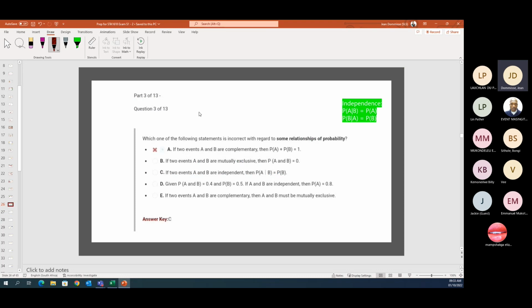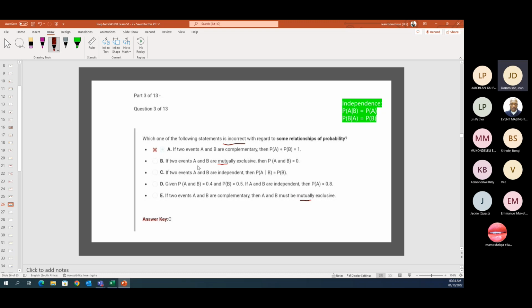So this was from last year, from one of the students that sent this to me. So I've included the independence rule nearly for you. So let's look at which of the following statements is incorrect with regard to some relationships of probability. So I look at first at the easy one. So I look at where I can pick up mutually exclusivity.